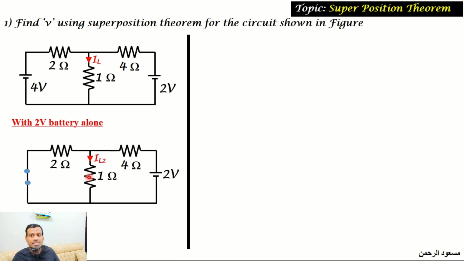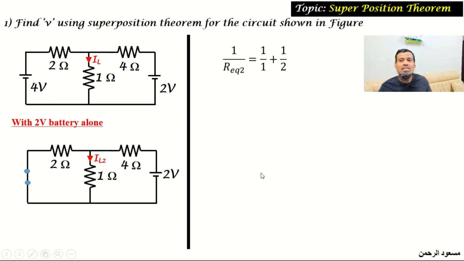for which the R equivalent can be calculated as 1 by R equivalent 2 is equal to 1 by 1 plus 1 by 2. So R equivalent 2 can be calculated as 2 multiplied by 1 divided by 2 plus 1, which is equal to 0.667 ohm. Now after solving this parallel combination, this 0.667 and the 4 ohm resistance will be connected in series.